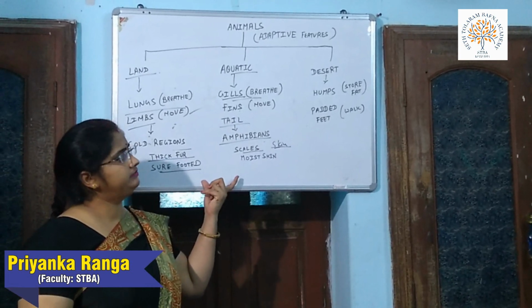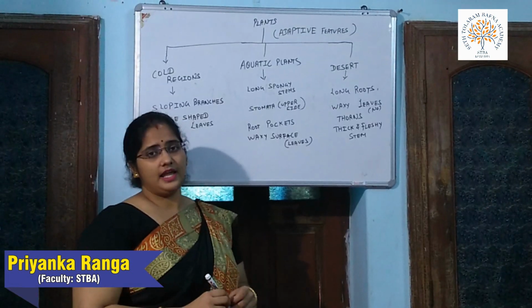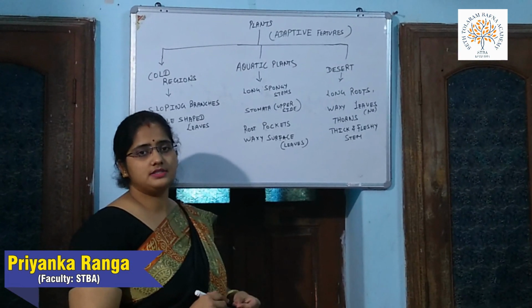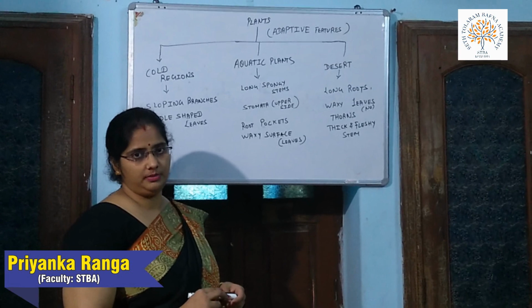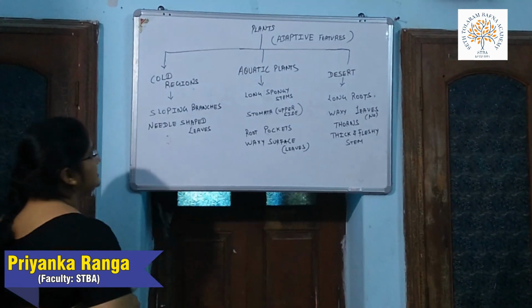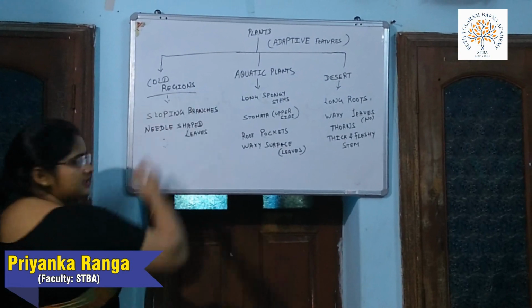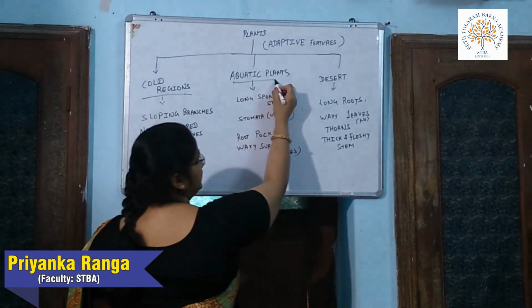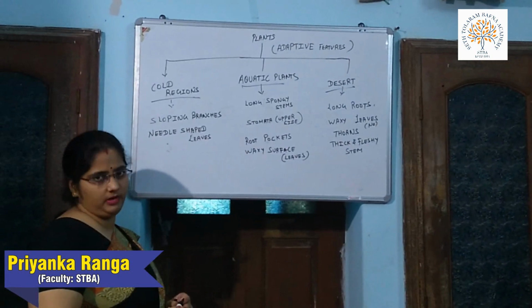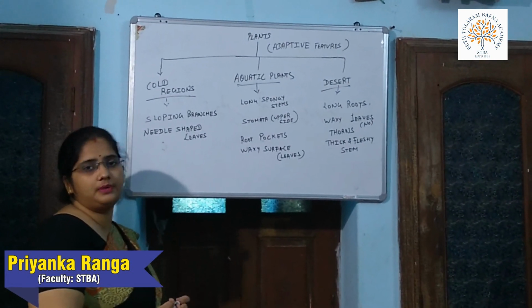Now the next is, after animals we will now talk about the plants. How do the plants make themselves survive in the environment? First of all, when we talk about the plants, we have categorized them into cold regions plants, aquatic plants or desert plants. How do plants make themselves survive in these environments? What are the adaptive features of plants?